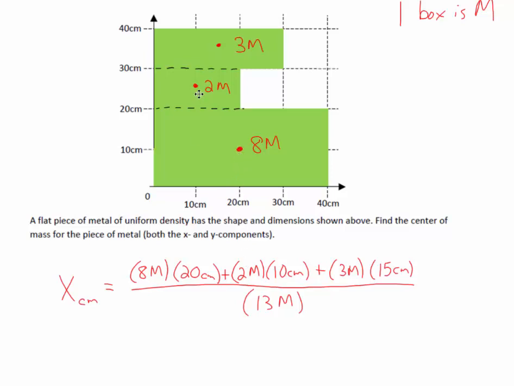The second mass is 2m, its x coordinate is 10 centimeters, and the third mass is 3m, its x coordinate is 15 centimeters. So we have 8m times 20 centimeters plus 2m times 10 centimeters plus 3m times 15 centimeters divided by the total mass, 8 plus 2 plus 3m, so that's 13m.